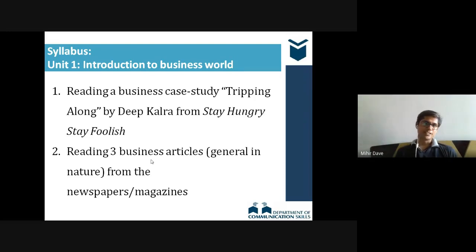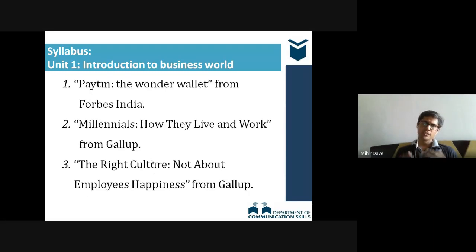Deep Kalra is the CEO of that company. The company is popularly known as MakeMyTrip.com. That's the tag line of that one. So we are going to look at the article published of this interview. That would be one. Second, there will be 3 articles published in Forbes magazine. Now Forbes magazine has an Indian version. Forbes India has published an article called Paytm, the Wonder Wallet, right? Paytm is an e-wallet for transactions, very popular in India, and a very successful example.